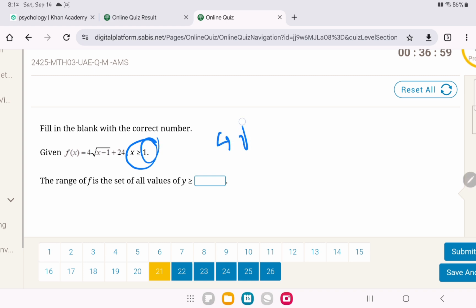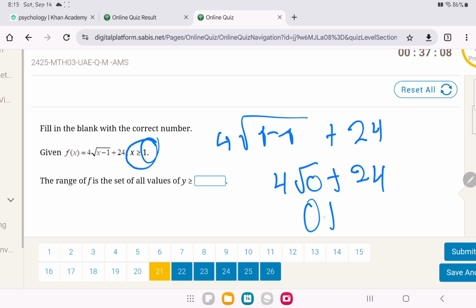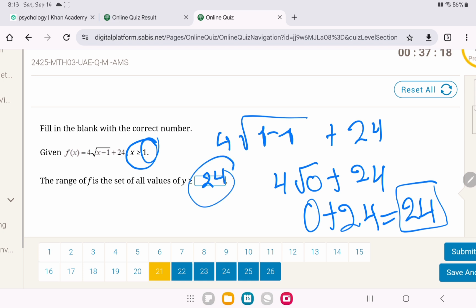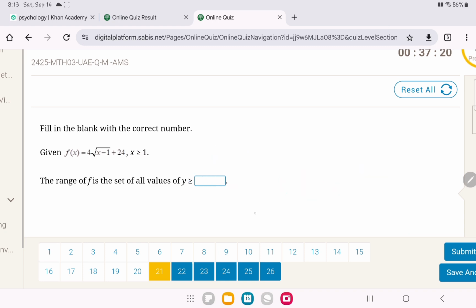You're gonna have 4 times radical 1 minus 1 plus 24. So 4 times radical 0 plus 24. So 0 plus 24, which is 24. And this is our range. So it's the set of all real numbers greater than or equal to 24. So here the answer is 24.